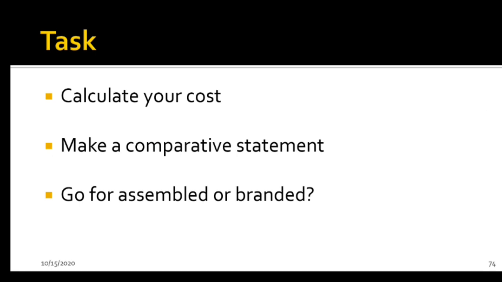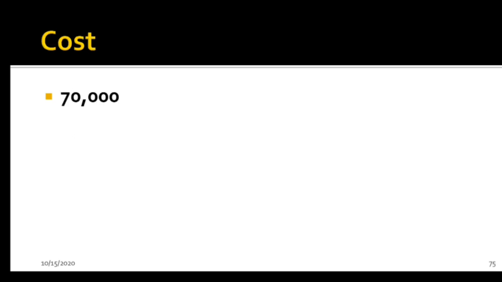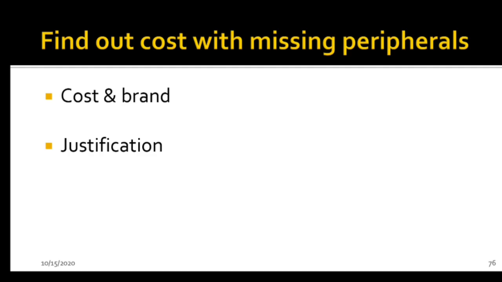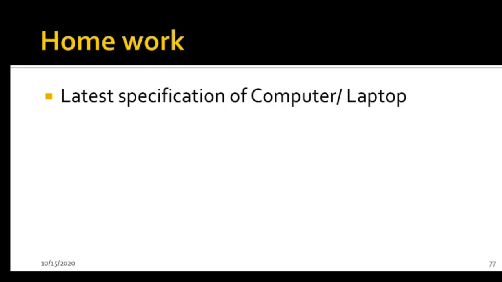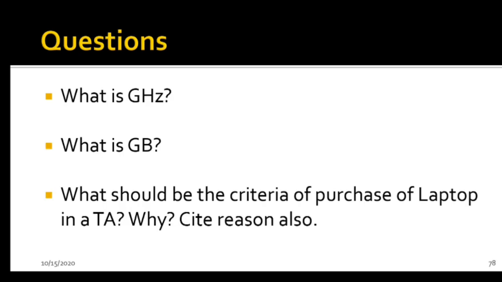Now what you have to do is calculate your cost, make a comparative statement, and decide whether to go for an assembled or branded PC. The specifications which I have given you normally cost 70,000 rupees. So it will help you with your costing exercise. Now you have to find out the cost of missing peripherals so that you can arrive at the total cost. Please collect the latest specifications of computers or laptops from the market. Now there are a few questions for practice.